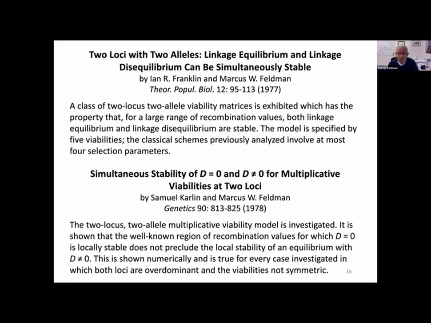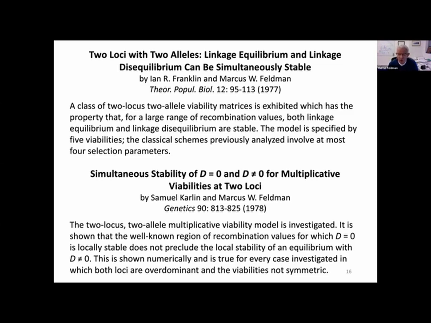And the correction to those was also published in Theoretical Population Biology, and working with Ian Franklin, who was in Sydney at the time, we showed that you could have simultaneous equilibria that were stable, one having a D equals 0 disequilibrium, one having D not equals 0. And that really staggered Carlin.